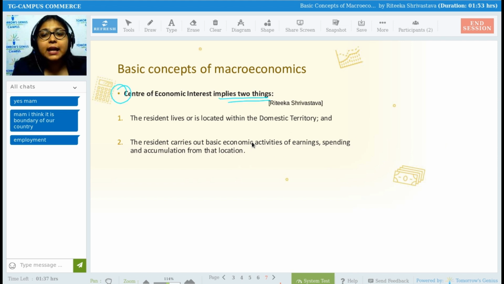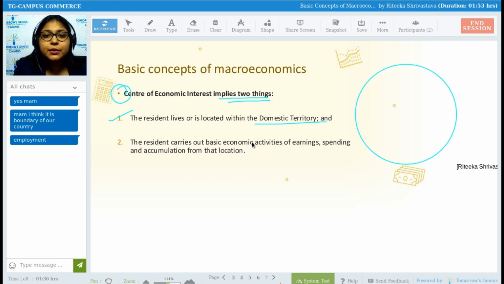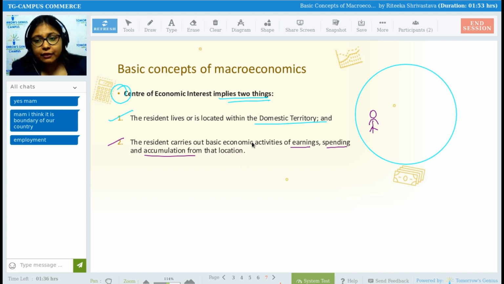Then center of economic interest implies two things. First, the resident lives or is located within the domestic territory. That means if this is your domestic territory, then the person is living here only. First criterion is that. Second, the resident carries out basic economic activities of earning, spending, and accumulation from that location. So earning, spending, saving. If this person is doing everything related to his economic activities within the geographical boundaries, then also he will be called a normal resident of the country.